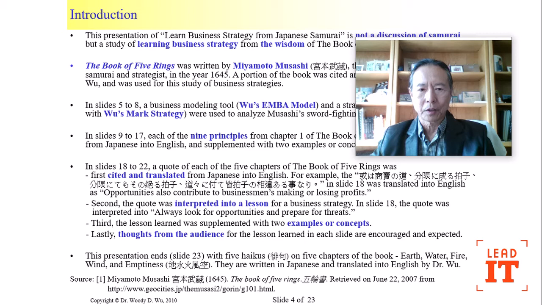This presentation is going to end with a slide showing five haikus that correspond to the five chapters of the book: earth, water, fire, wind, emptiness. They are written in Japanese and translated into English by Dr. Woody Wu.